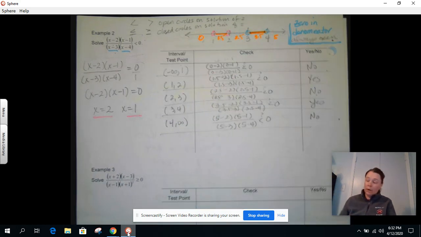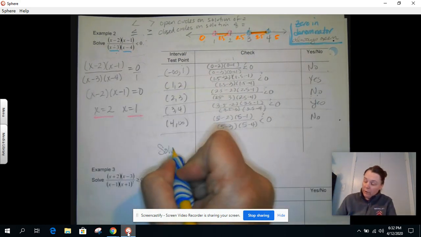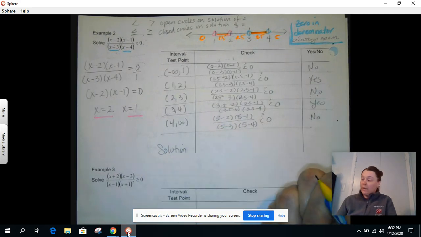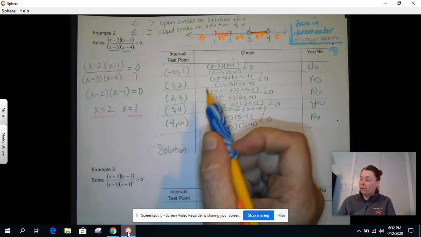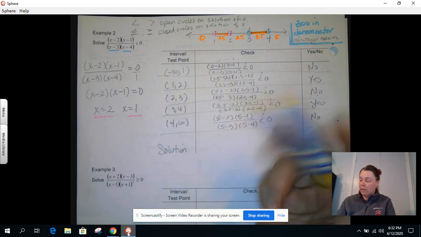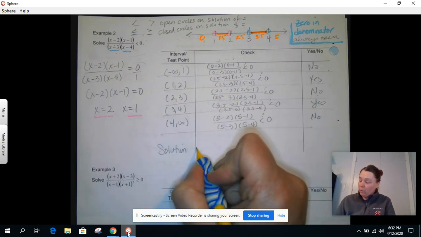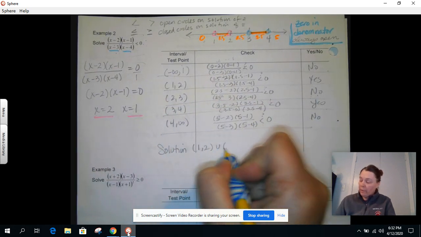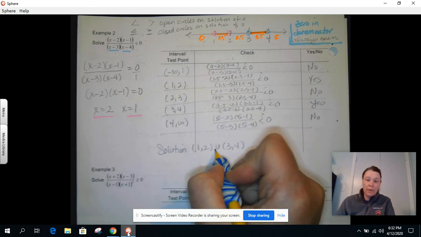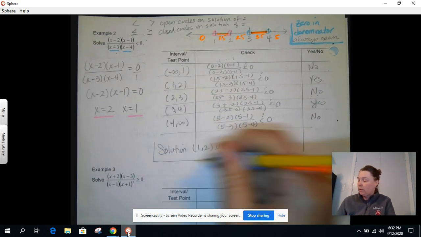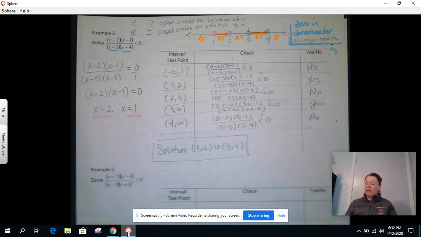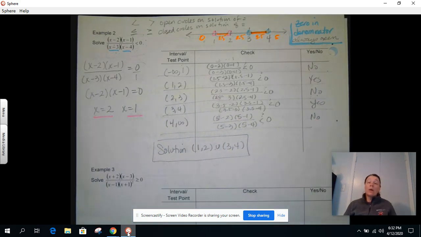So the way we're going to write our answer is using interval notation, because that's how we've written these. All right, so from 1 to 2 and then from 3 to 4. Remember, we put the union symbol there that showed that was part from both sets. Okay, so now why don't you guys hit pause, go ahead and try the next example and see what you end up with.